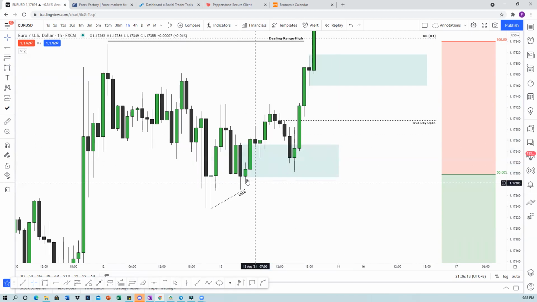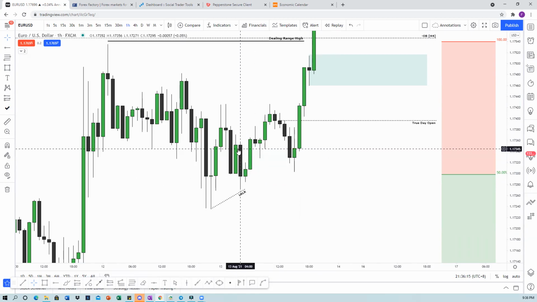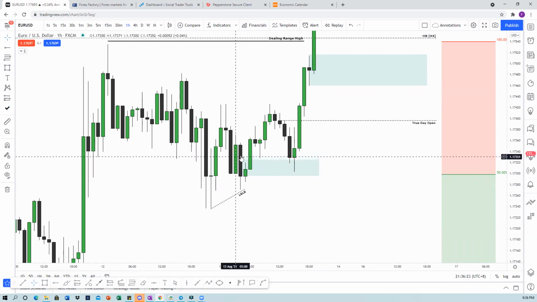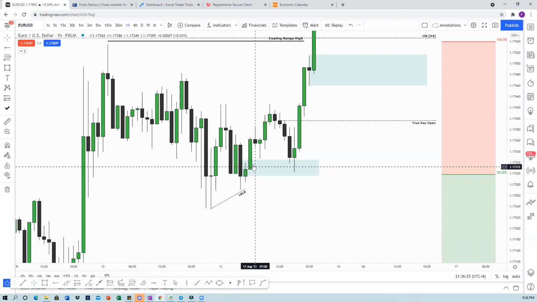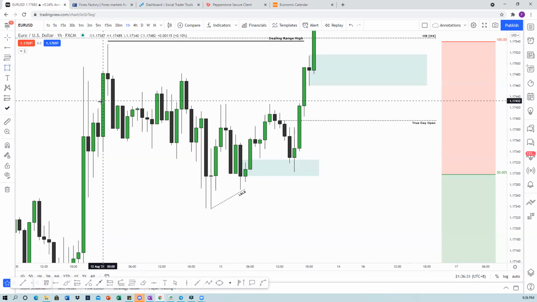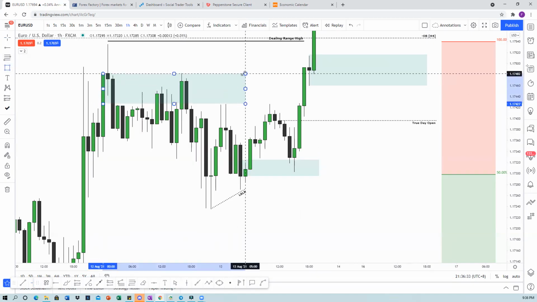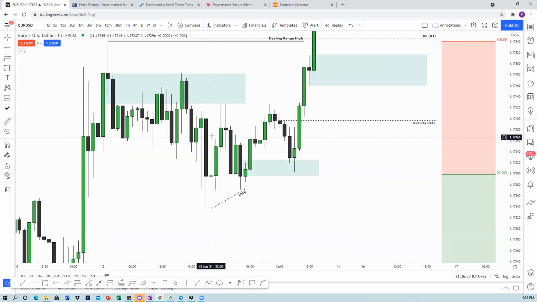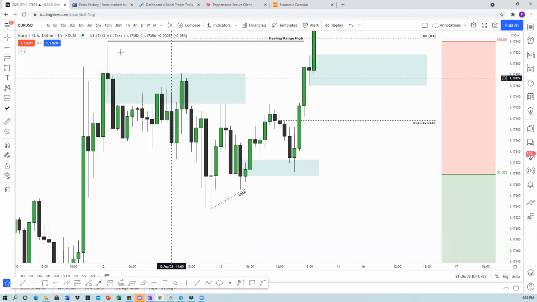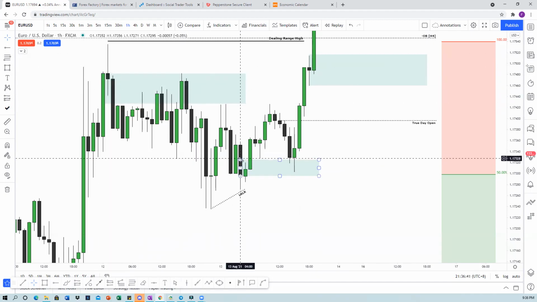Now, order blocks like this, these big down close candles, I like to use the 50% mark, the mean threshold and lower. Then another example would be here, mean threshold and higher. Now this is not something I would have used, I'm just showing an example. So mean threshold and higher, mean threshold and lower.